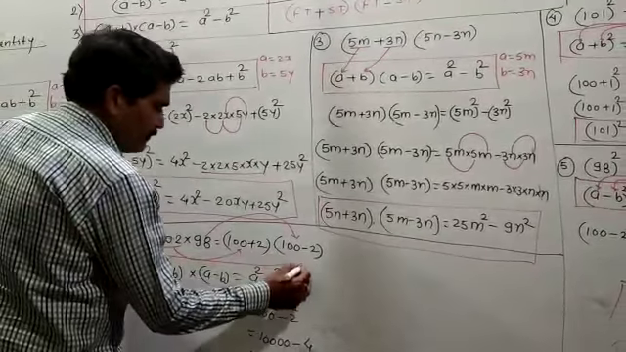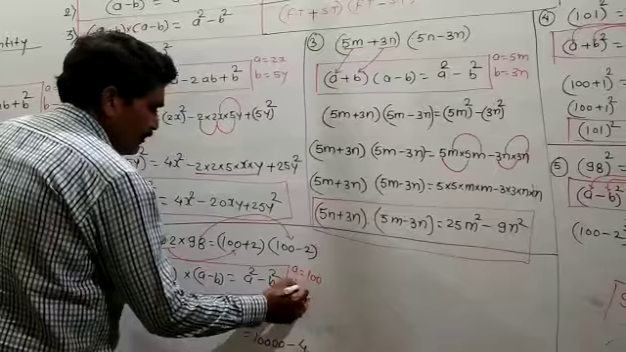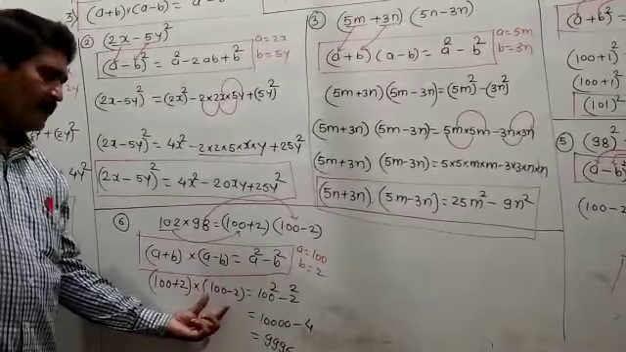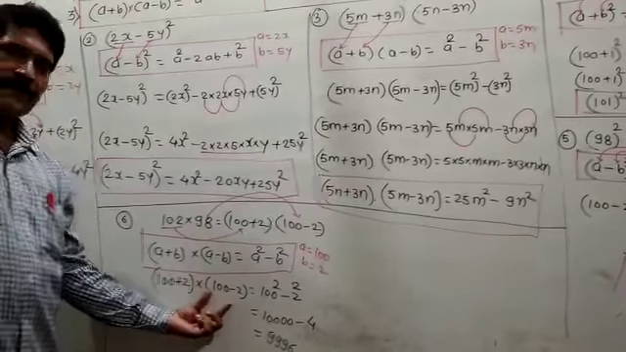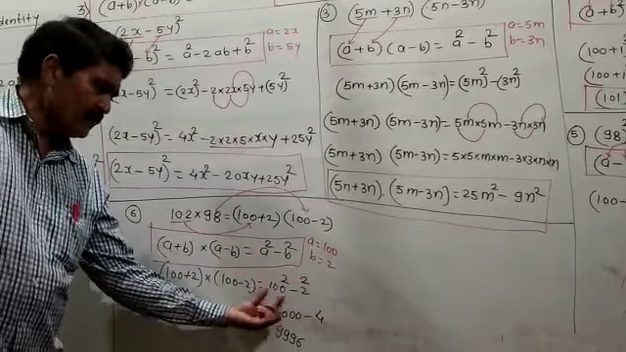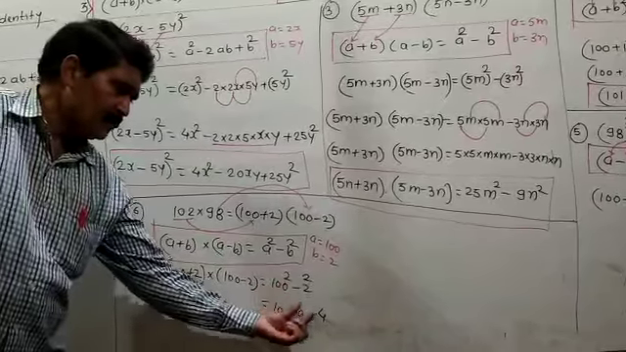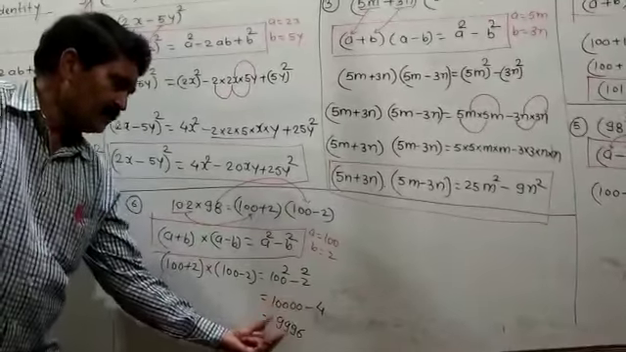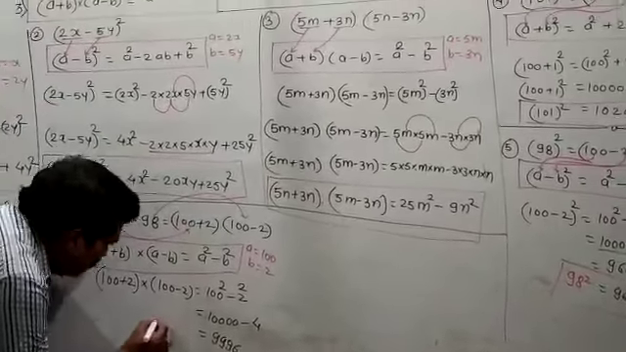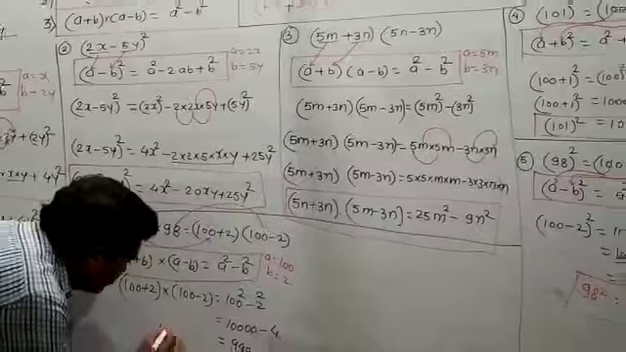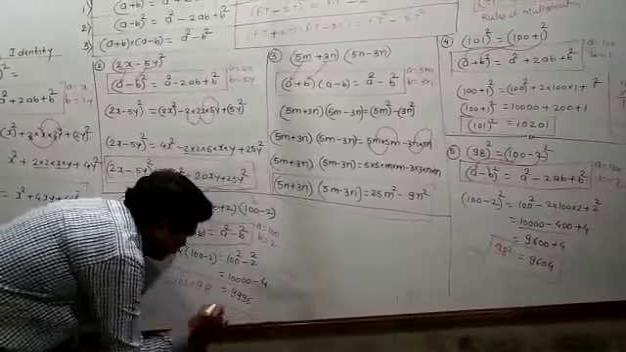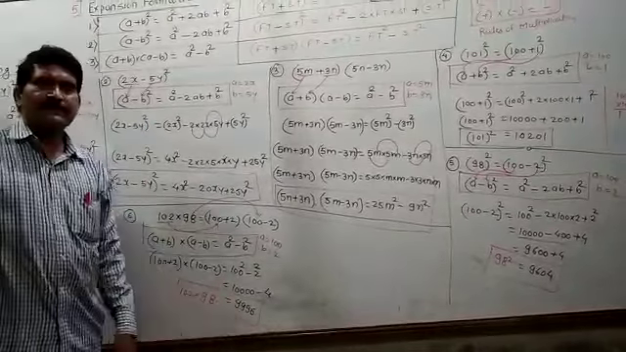Here value of a you have to put as 100, value of b you have to put as 2. Then you have to say that 100 plus 2 multiplied by 100 minus 2 is equal to 100 square minus 2 square. 100 square is 10,000 and 2 square is 4. 10,000 minus 4 is equal to 9996. So 102 multiplied by 98 is equal to 9996.